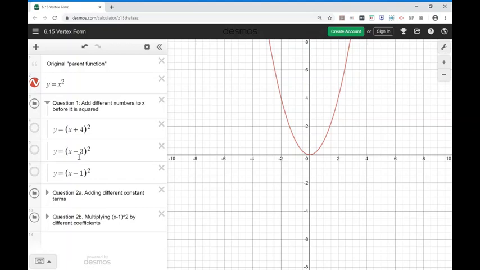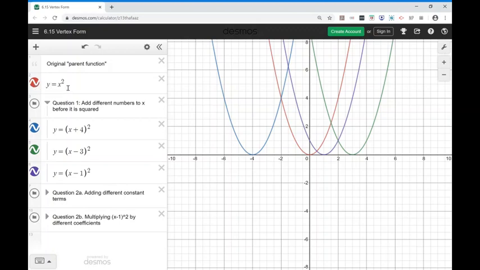For the next one, y equals x minus 3 squared, we shift to the right by 3. And next, for y equals quantity x minus 1 squared, this shifts to the right by 1. So if we were to look at all of these on at the same time, we can see our original y equals x squared, and then we also have these different versions of it that have been slid or shifted left or right. So adding different numbers to x before it's squared is going to affect how it moves left and right.